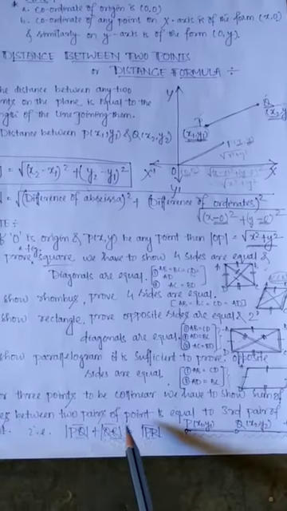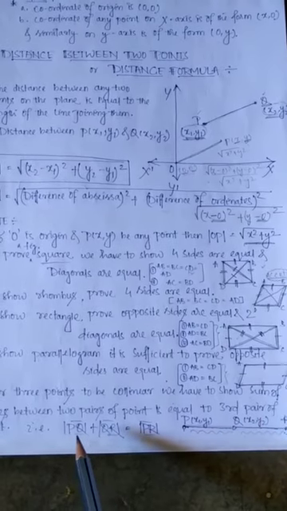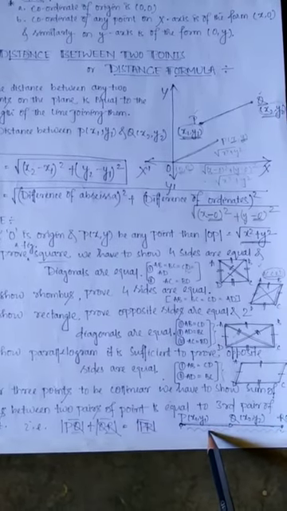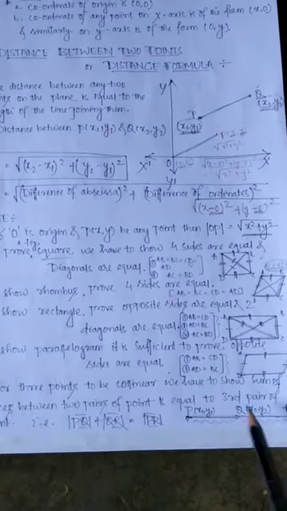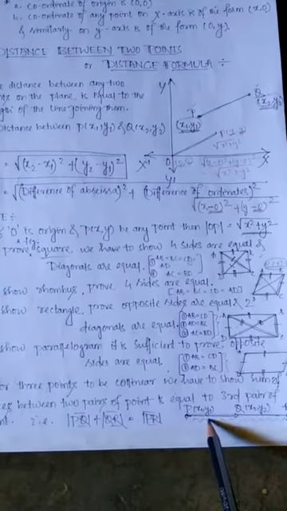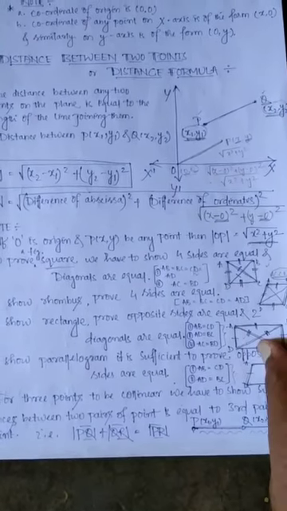So to show P, Q, R 3 points collinear, what we need to prove? The length of PQ plus the length of QR is equal to the length of P to R. Okay, doing some examples.